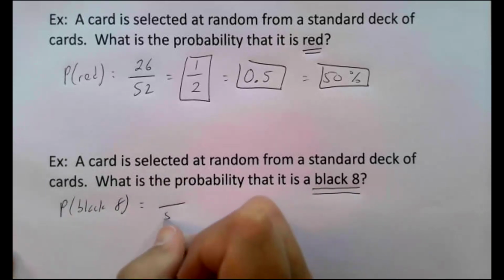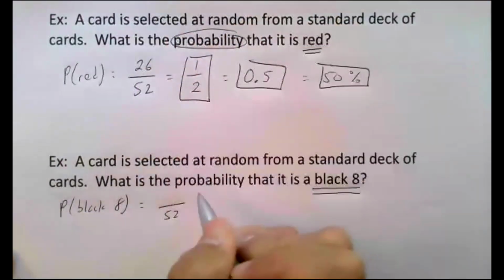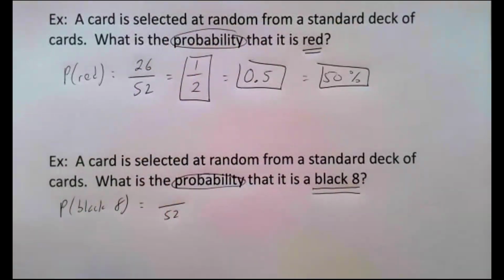So again, my denominator is going to be 52. When we're doing probability, your denominator is always the total amount of things that could happen, the total number of things in your sample space. If I were to pick a card out of a deck, there are 52 things that could happen, right? How many of those 52 are black 8s? Because that's what I want to put on the top here. So go look at your deck of cards.